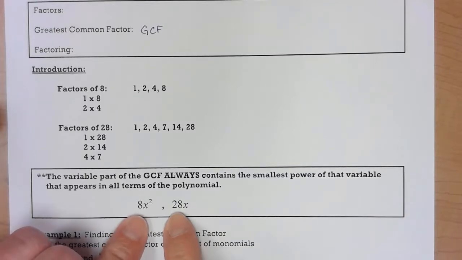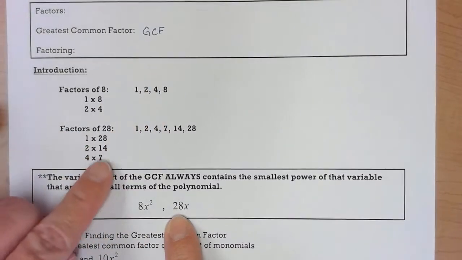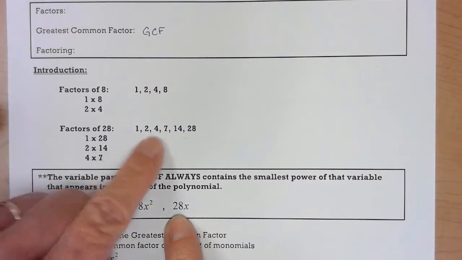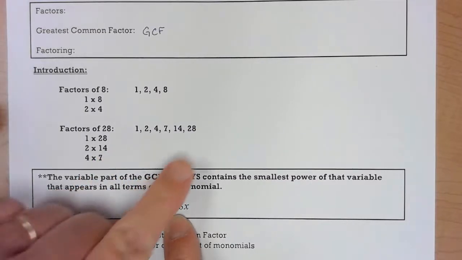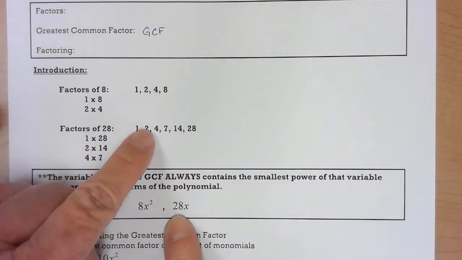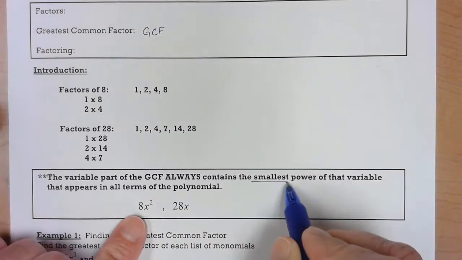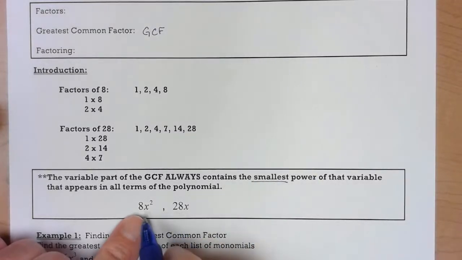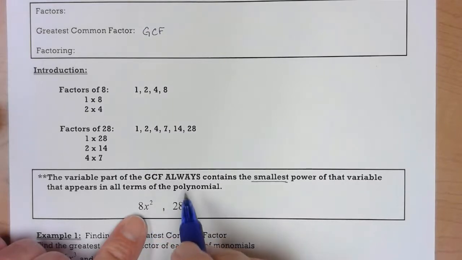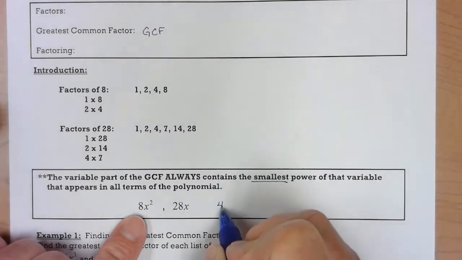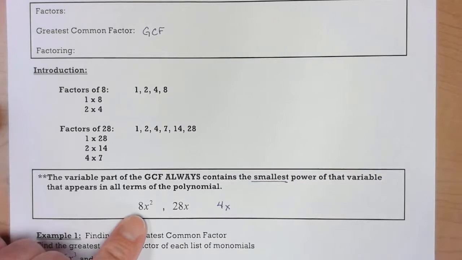I know 8 has these factors. I know 28 has these factors. But the highest number that they have in common is 4. So 4 would be my coefficient that I could factor out. But with respect to the variable, it's the smallest. So what these two would have in common, my GCF, would be 4x.